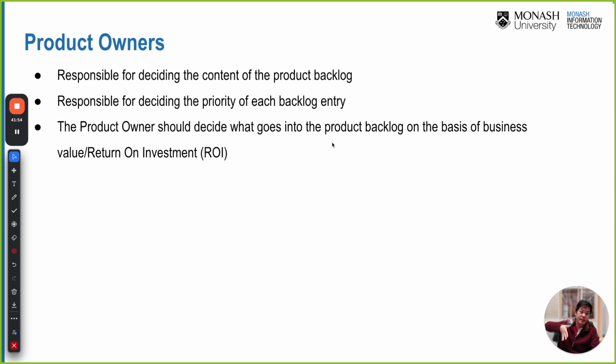The next role is the product owner. Their responsibility is to decide what is the content of the product backlog, what is the priority in the sprint backlog, that kind of thing, okay? And the main goal of the product owner is that whatever goes into the product backlog should maximize the value to the customer as much as possible.